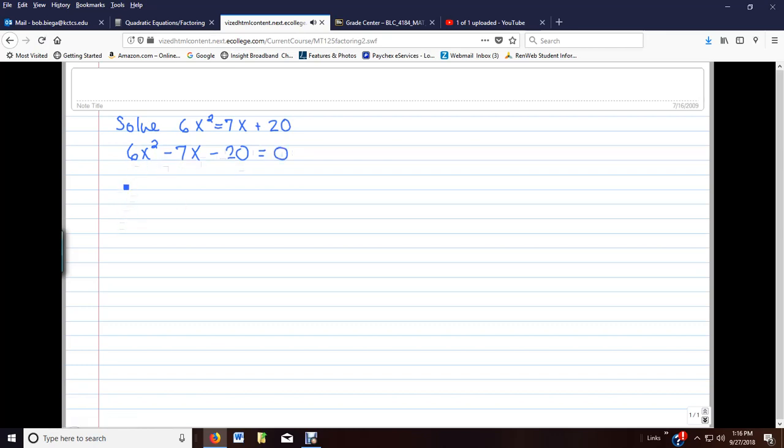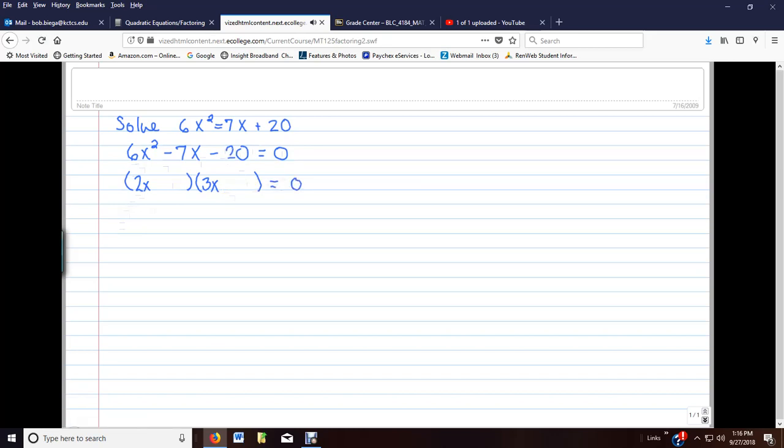Alright, now we need to factor this. So let's make two sets of parentheses. Now, things that give me 6x squared. Well, I can multiply 2 times 3 and get 6, or 1 times 6 and get 6. I'm going to try 2 times 3 first, and this is just a trial and error process. We may not get it at first.